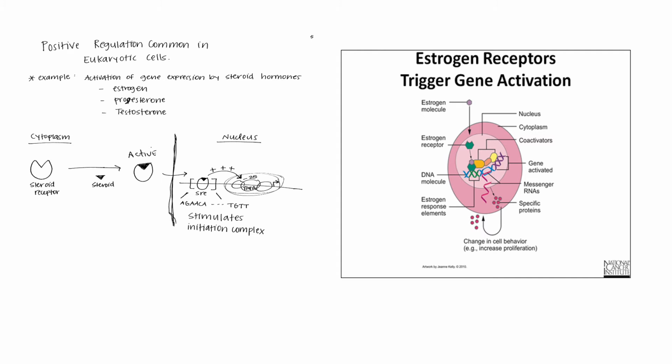So here's what happens. If you look at a cell, this is drawn out very simply. On the very left-hand side, I have what's called a steroid receptor. This steroid receptor occurs in the cytoplasm. There's a specific receptor for estrogen, progesterone, and testosterone. Each one has its own. When the steroids get into the cell, they're nonpolar molecules. They can go right through the membrane.